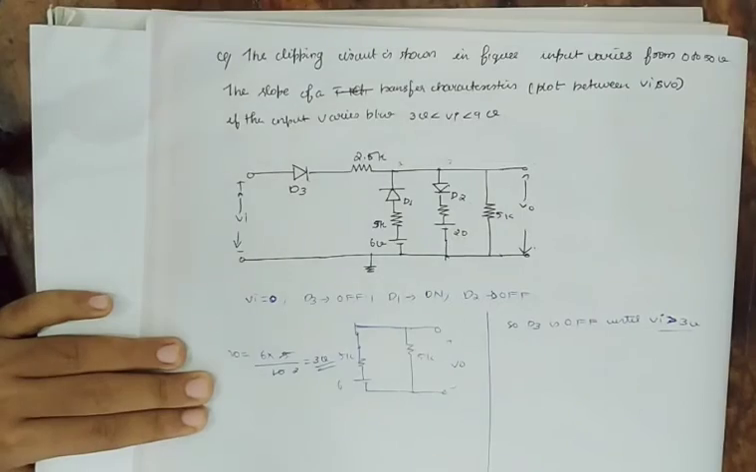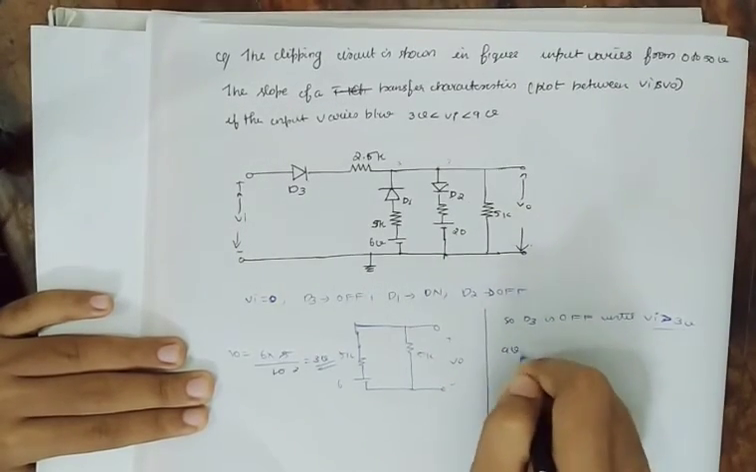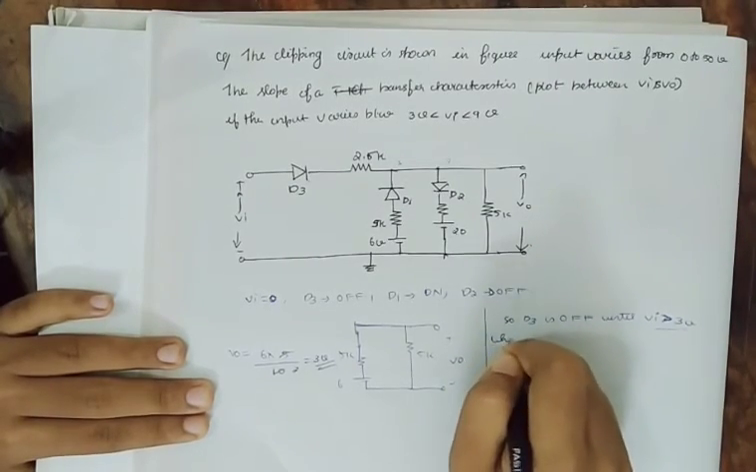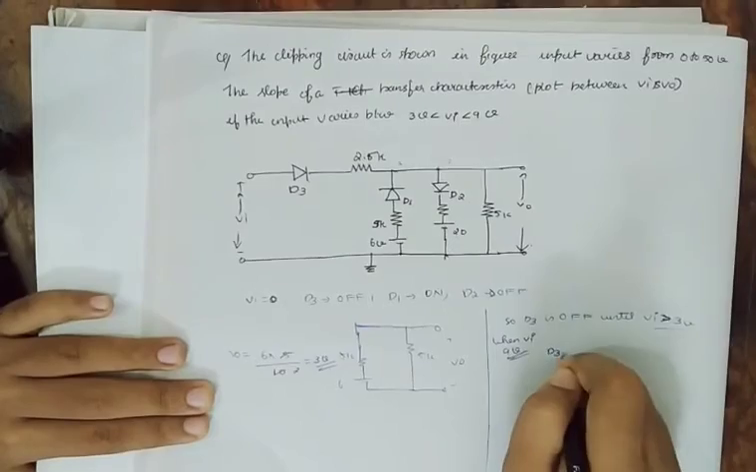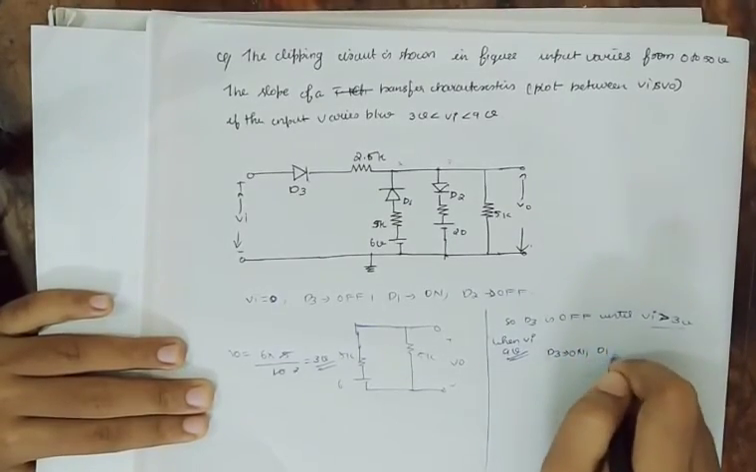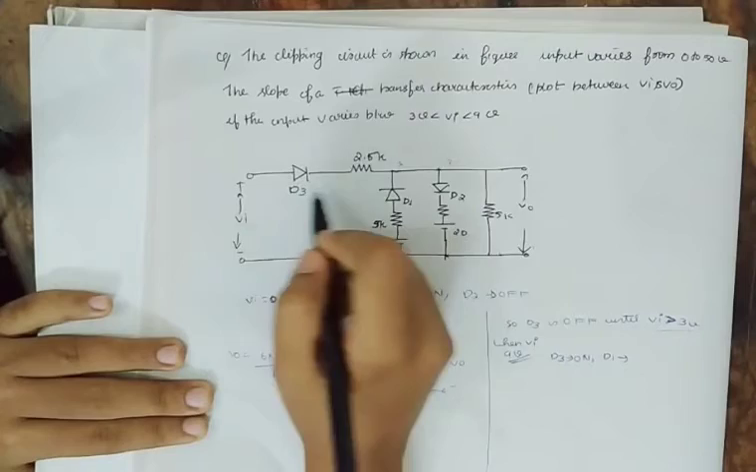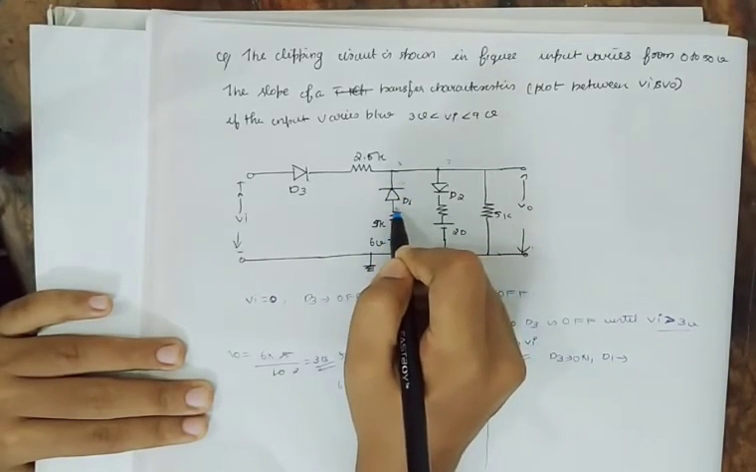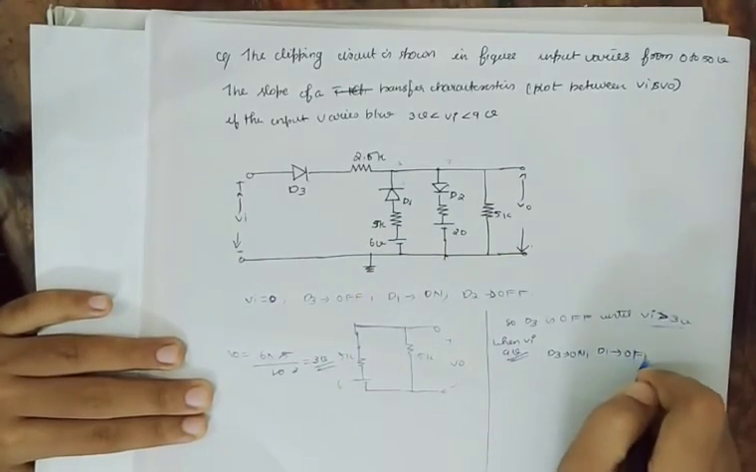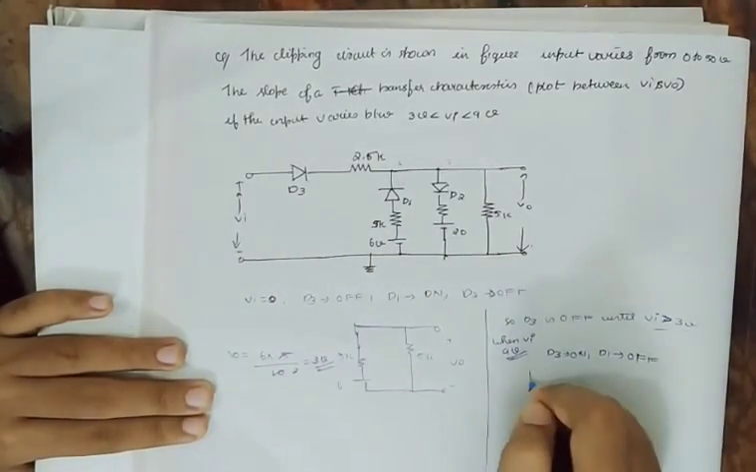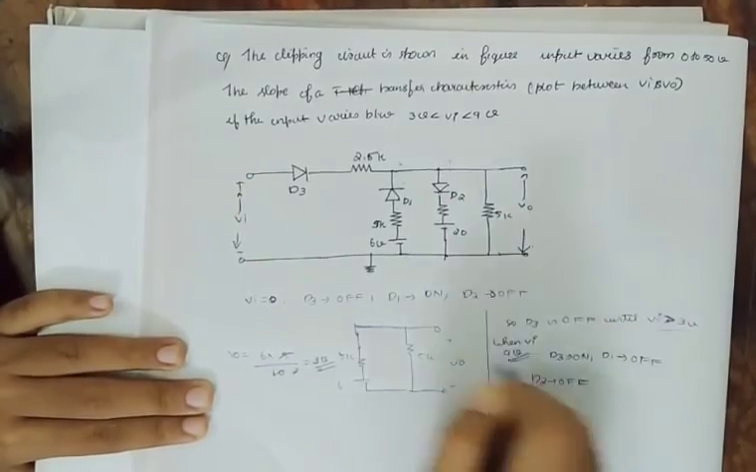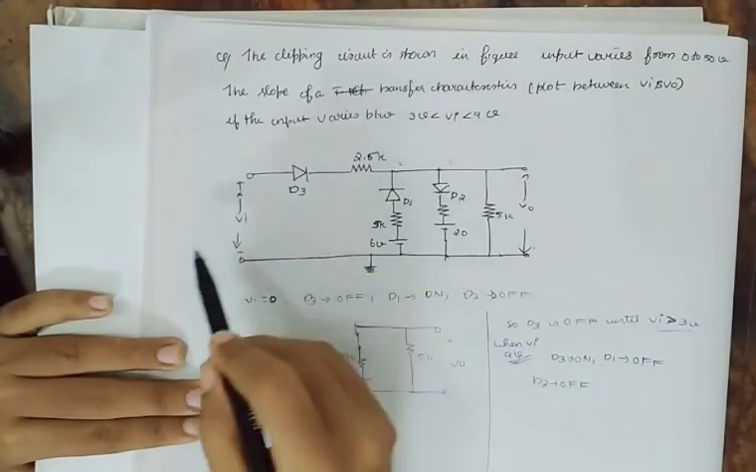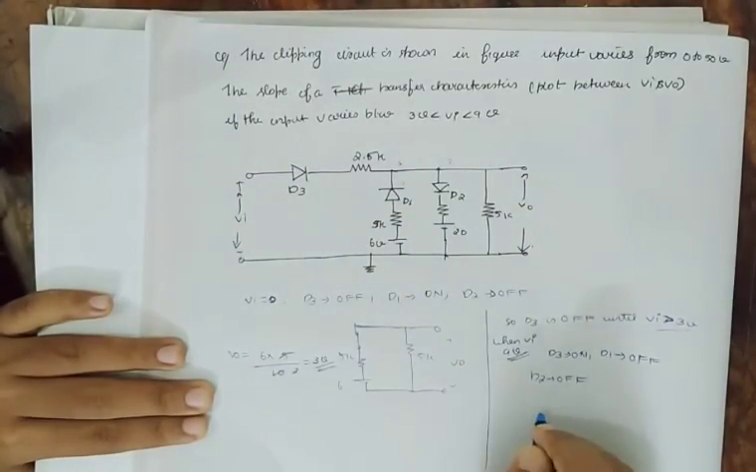Okay, and now when VI is equal to 9 volt, what happens? When VI is equal to 9 volt, D3 is on. This terminal is more positive compared to this terminal. Then our D1 will be off and D2 is off. To make D2 on, VI should be greater than 20 volt, but here we are giving only 9 volt, so D2 will not be on.